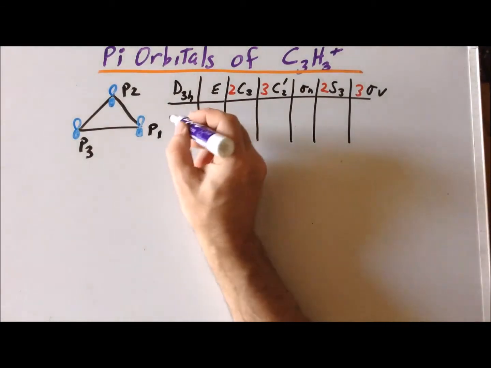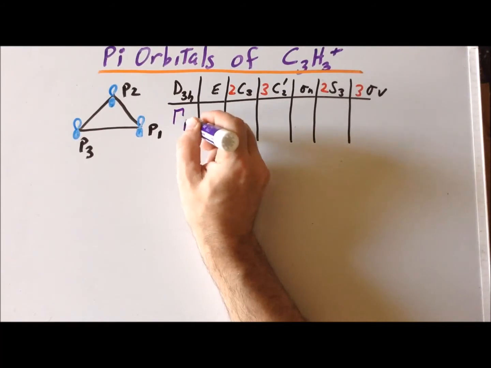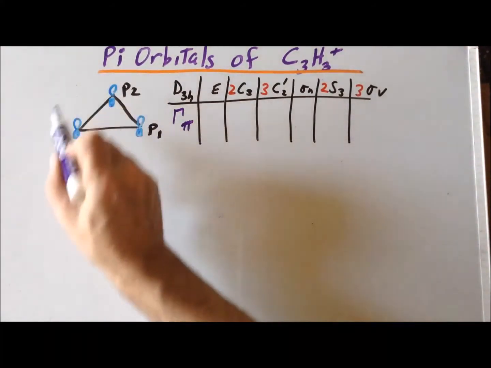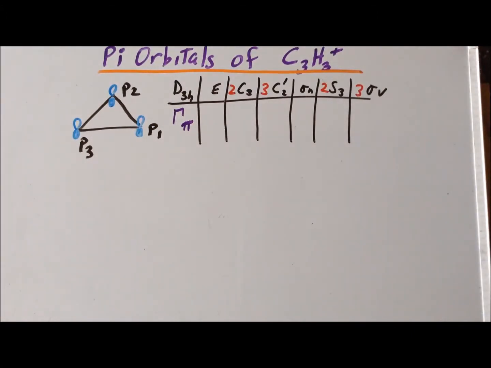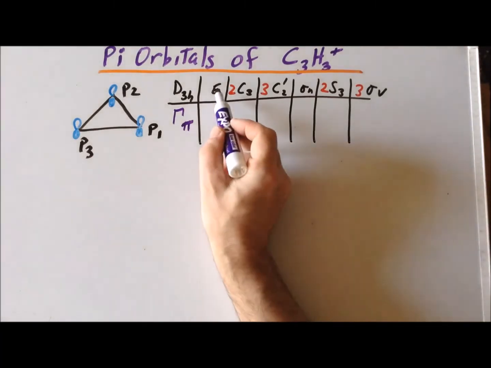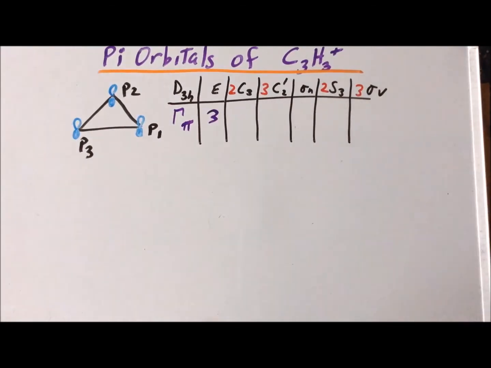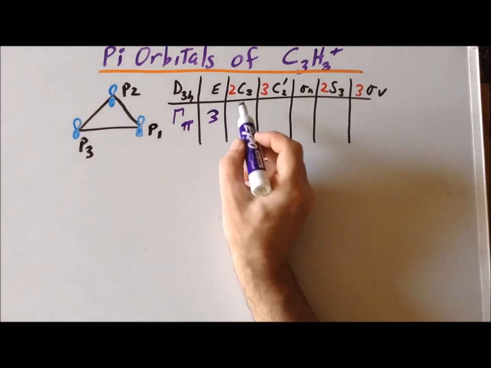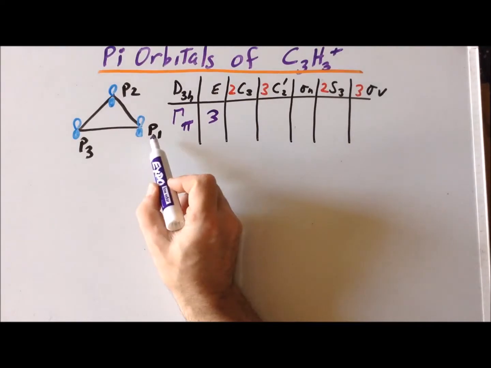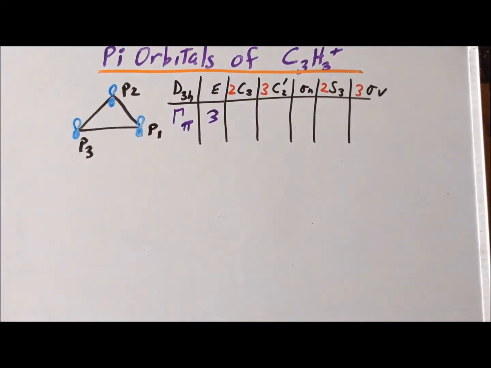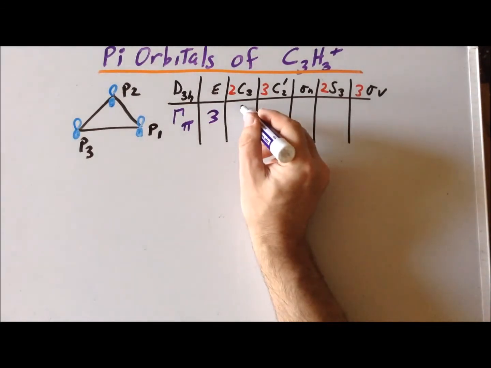Now we need to form a reducible representation for the pi system. So we want to see how many of the three pz orbitals stay put under each of the symmetry operations of the group. Under the identity, each of the three orbitals stays where it was, so we have a 3. Under the C₃ operation, P1 goes to P2, P2 goes to P3, P3 goes to P1, so that is 0.